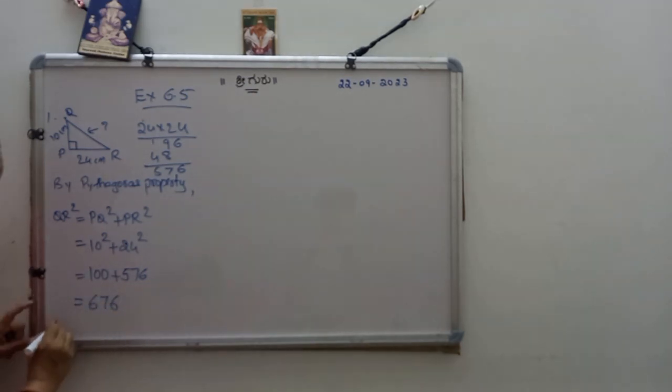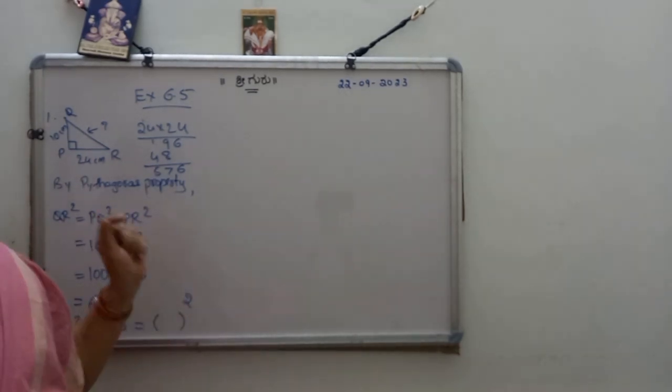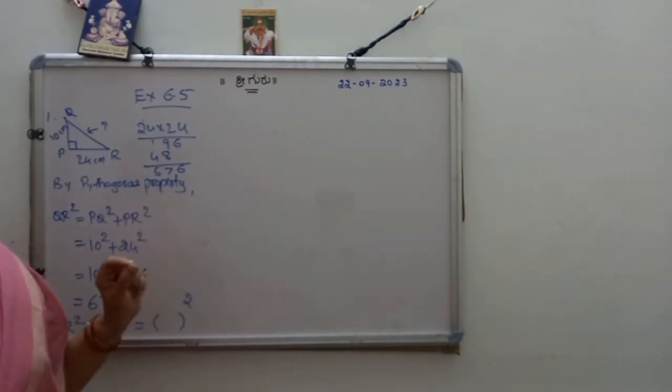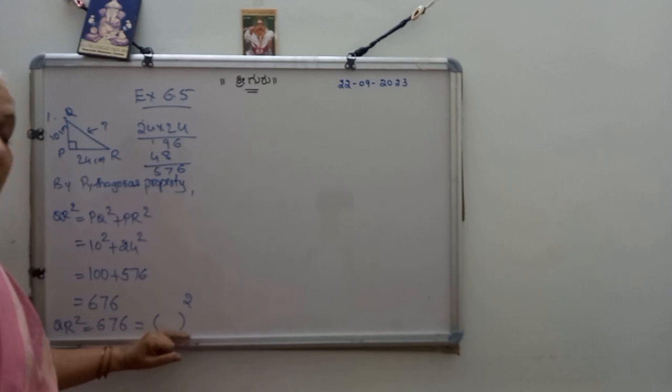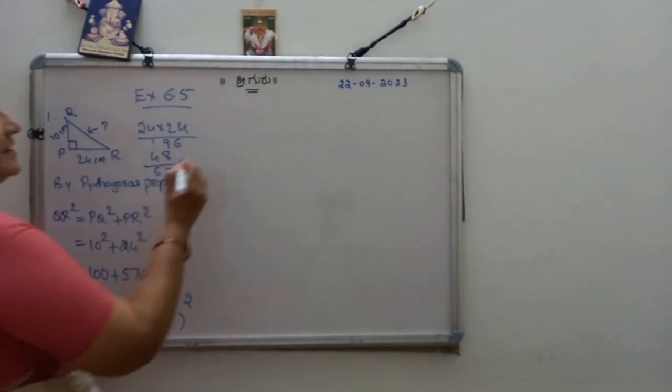Now we have QR square is equal to 676. We should find that number whose square is 676. We have to find the factors of 676. They are the same, and when you multiply that pair, you will get the square of that number. How to find it for 676?